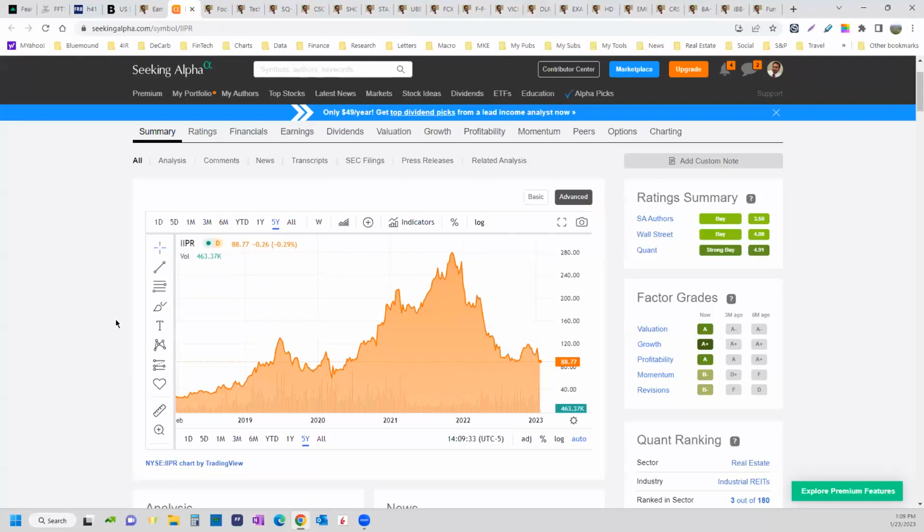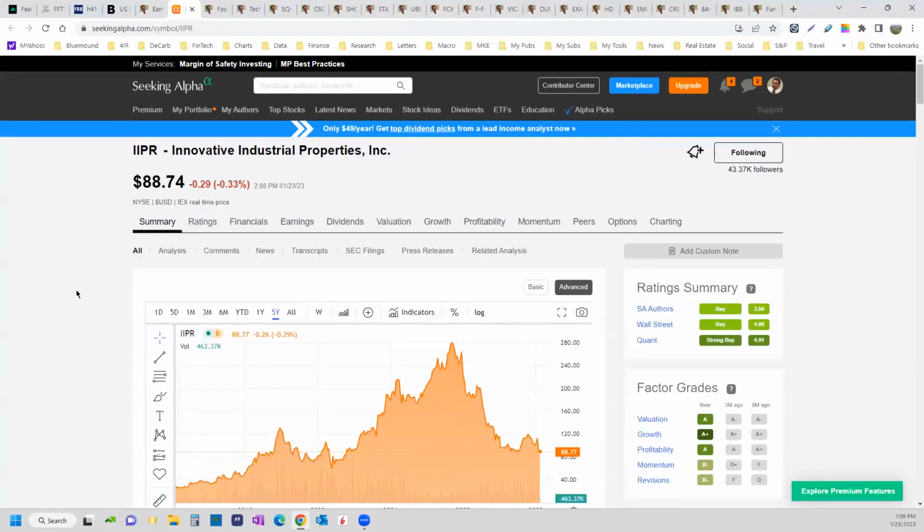Why? What is so good about Innovative Industrial Properties? Well, number one, they have a backup business. It's pretty important. If they ever have to grow food in their greenhouses, they can. Be a pretty easy transition. But more importantly, their primary business, which is marijuana, is eventually going to get more government support.